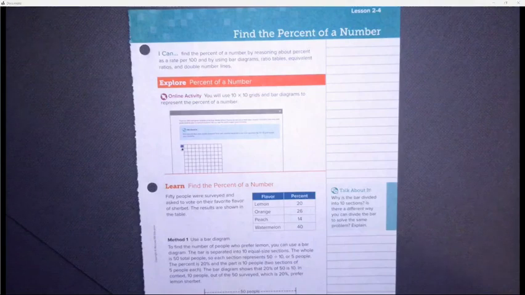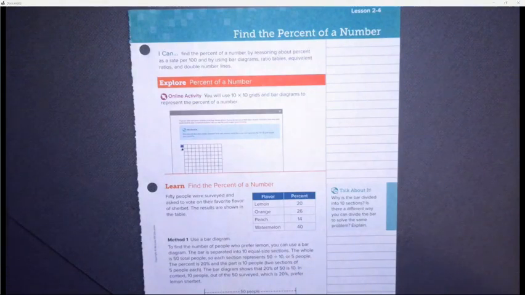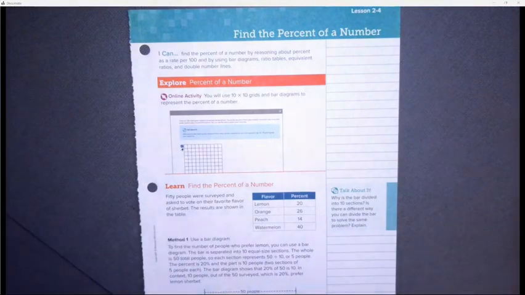We're going to start on page 111. Down in the middle of the page at our Learn, it says find the percent of a number. 50 people were surveyed and asked to vote for their favorite flavor of sherbet. The results are shown in the table. So the results show us that 20% preferred lemon, 26% preferred orange, 14% preferred peach, and 40% preferred watermelon.